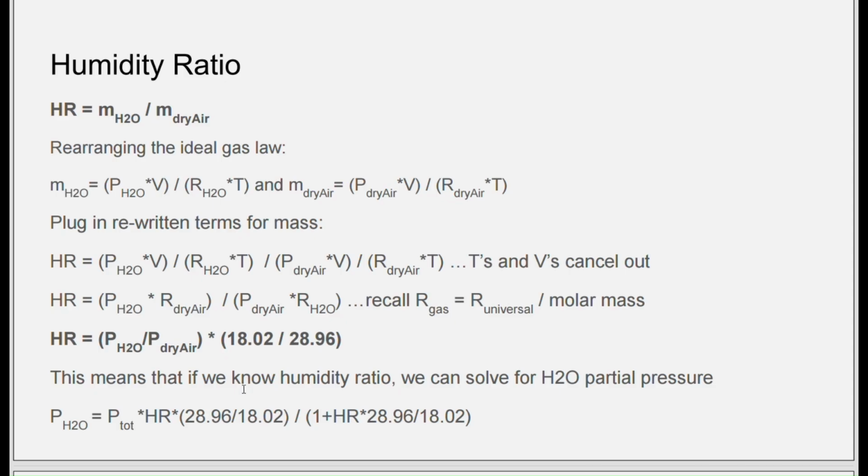All that's to say, if we know humidity ratio, we can solve for the partial pressure of water vapor. You've seen that that's come up previously a lot. And you can see here that if you know humidity ratio, you can solve for that, and then that can be used for all the other functions we just talked about. To find it, you can basically expand this by substituting in our total pressure minus partial pressure of vapor for the dry air one. And then you're left with this. It's a little messy looking, but it's straightforward.